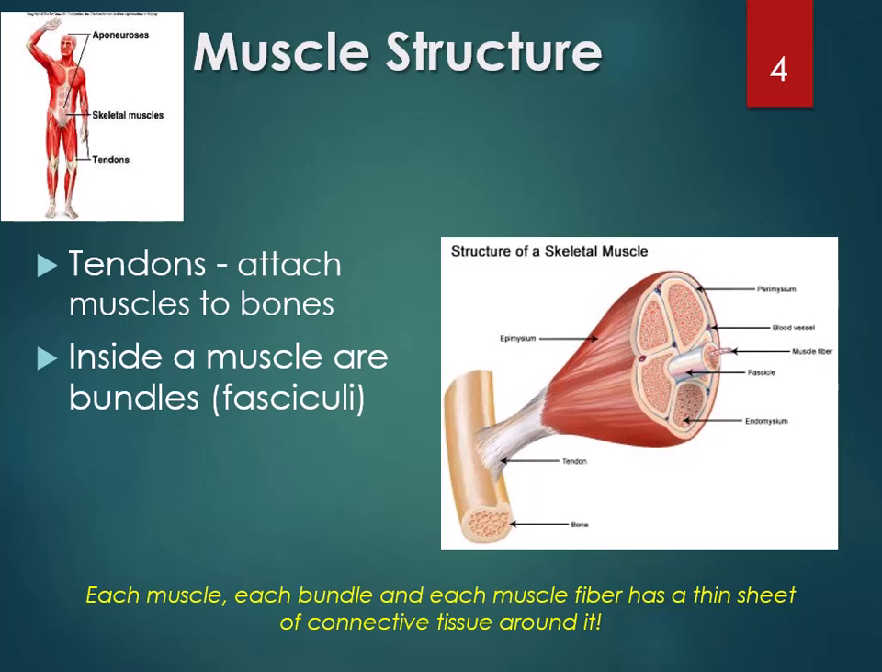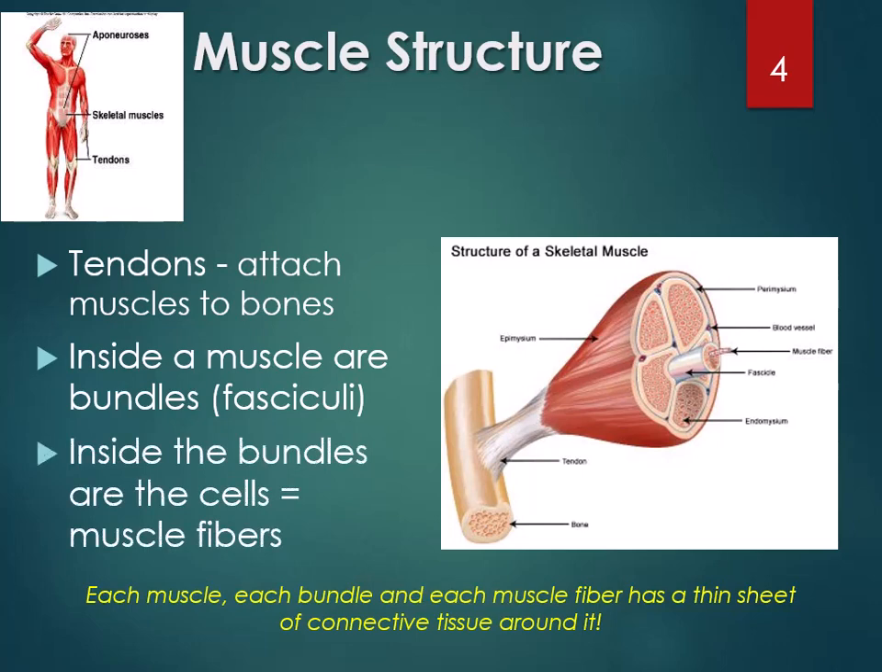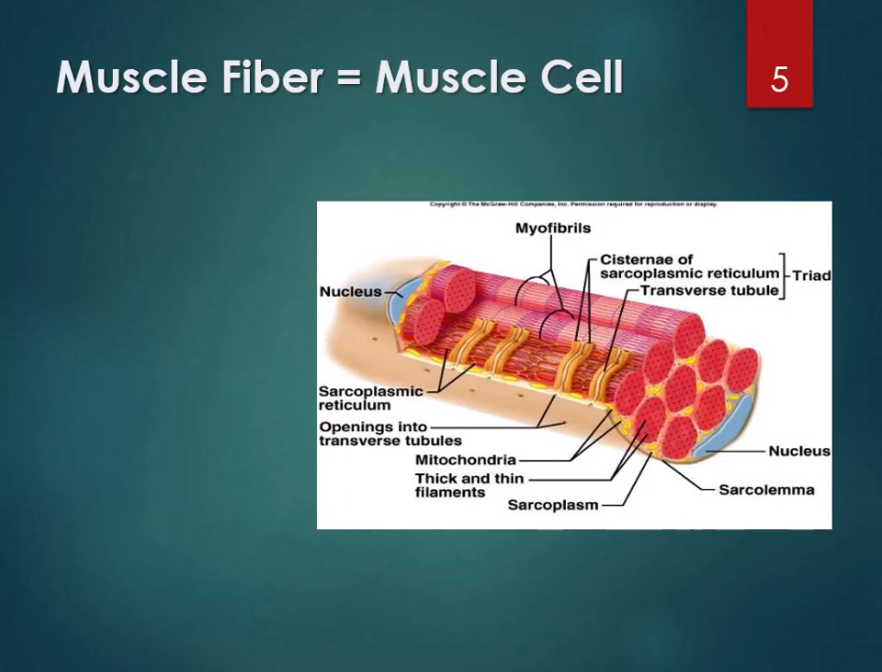Inside the muscle bundles are the muscle cells, and muscle cells are usually referred to as muscle fibers. Okay, so when I say muscle fiber, it's the same thing as a muscle cell. They're very, very long. You couldn't see even a single muscle cell on a microscope, because they can be the length of the muscle.